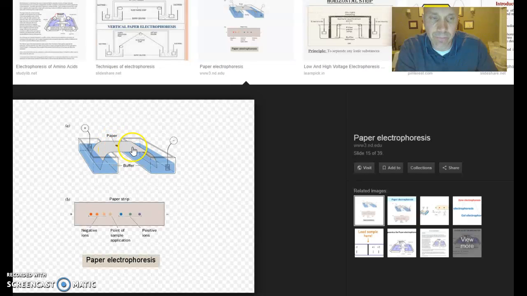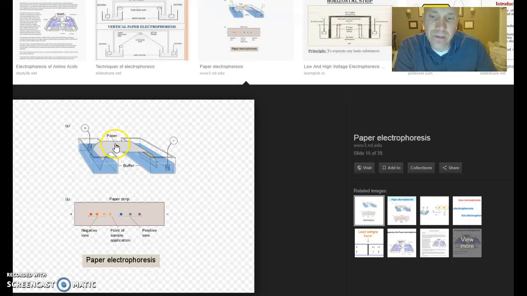Your paper is already pre-wet. Since it's flat right here and already totally soaked, there's no reason for the solvent to move the way it did with paper chromatography. What makes this different is that in this buffer bath you place a positive electrode, and in the other bath you place a negative electrode. If you are a positively charged molecule on this sheet of paper, you're going to travel towards the negatively charged electrode. If you're a negatively charged molecule, you're going to travel towards the positively charged electrode, meaning towards this buffer bath.